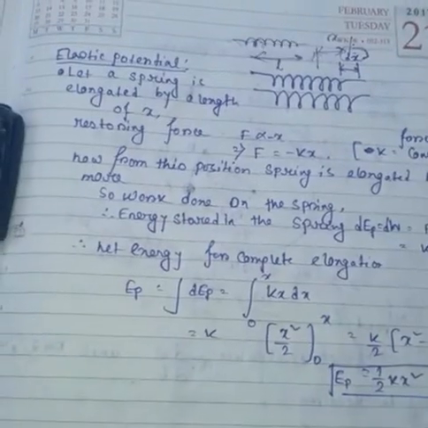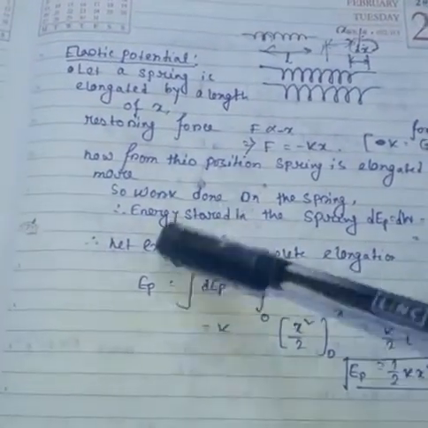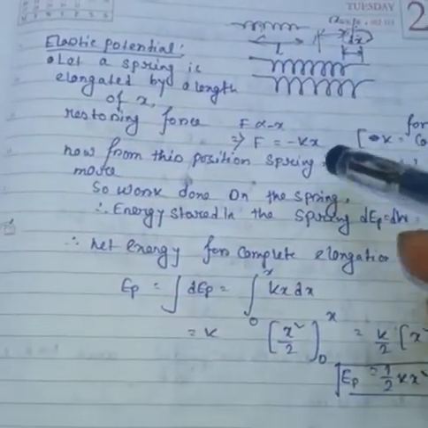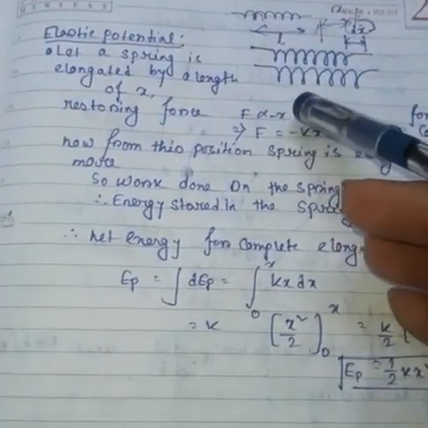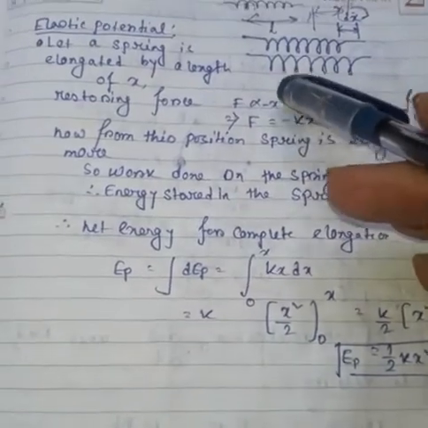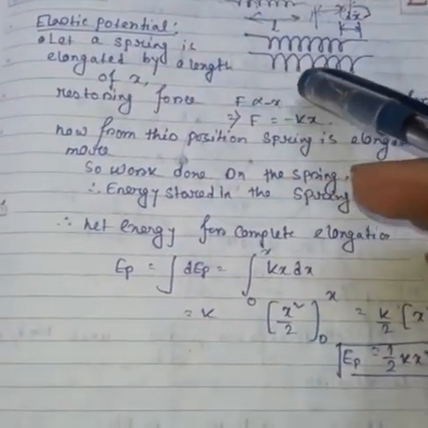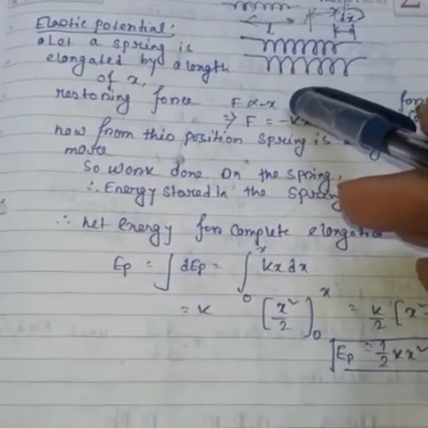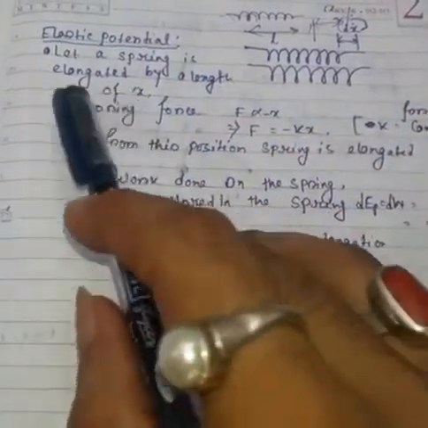So that means the amount of force needed to elongate a spring is directly proportional to the amount of elongation that we need. That means F is proportional to minus x. And why is it minus x? That means it is actually not applied force. That is the restoring force.